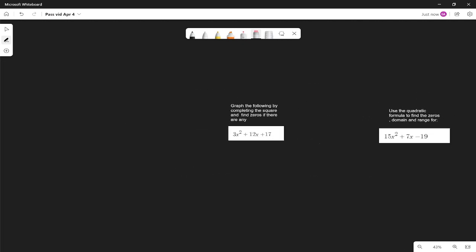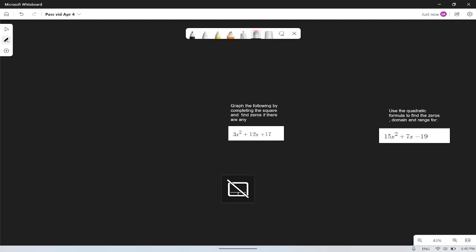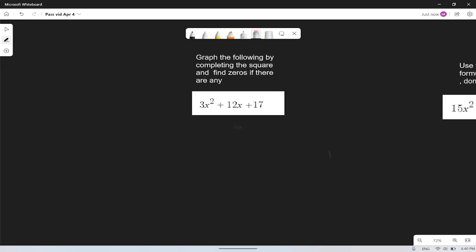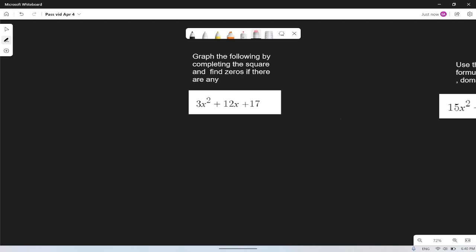So first up, we have graph the following by completing the square and find any zeros if there are any. So first, let's check if there's any zeros. The way we can check if there are any zeros is using the discriminant. We know that the quadratic formula says x is equal to negative b plus or minus the square root of b squared minus 4ac all over 2a.